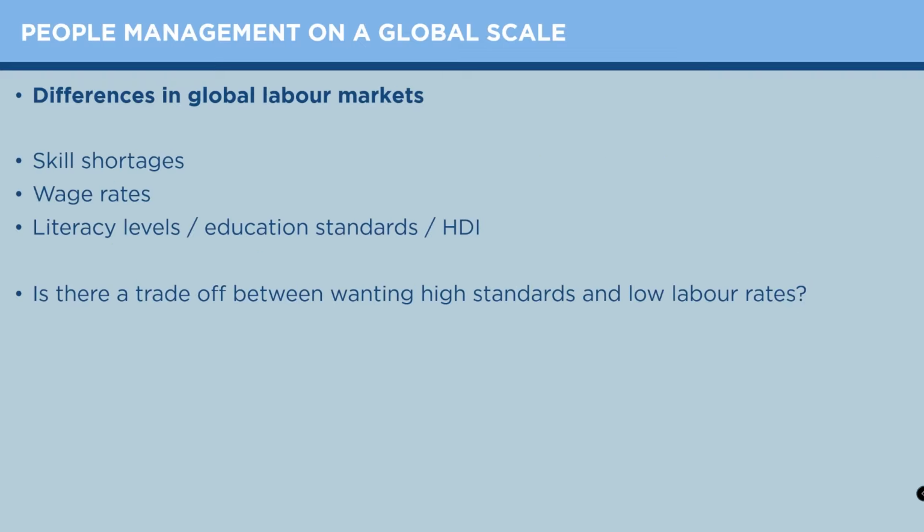Now, if we talk about people management next, 4.1 talks a lot, especially at the start, when you talk about the difference between emerging economies and developed economies, there's a huge amount of focus on the differences between different labor markets. This is down to a variety of factors. Skill shortages is one, the level of education within a country and literacy standards. That is going to have a huge impact on the jobs that are available in different countries.